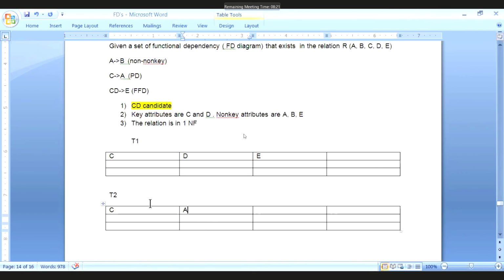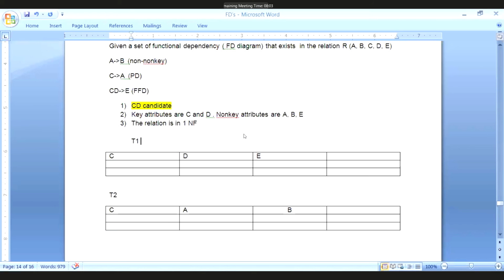Now A is kept here. What about B? B has to be kept somewhere. So where will I keep B? Whether I will keep it here or I will keep it in T2. If I keep it here, now let us check what are the FDs that will be present and who are the candidates.